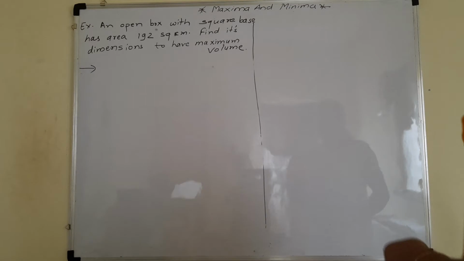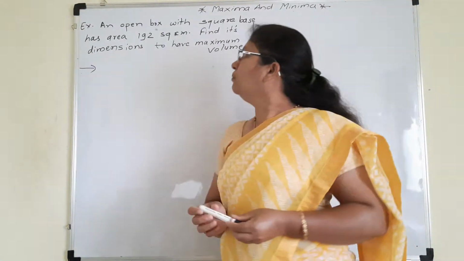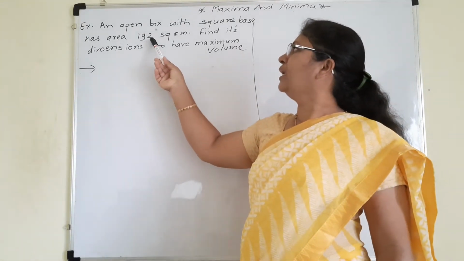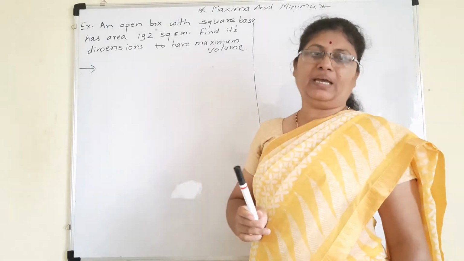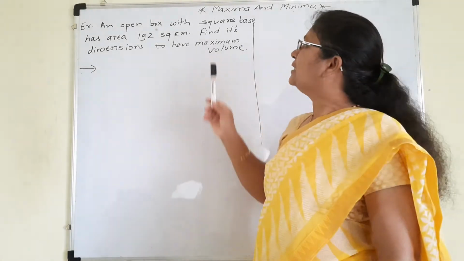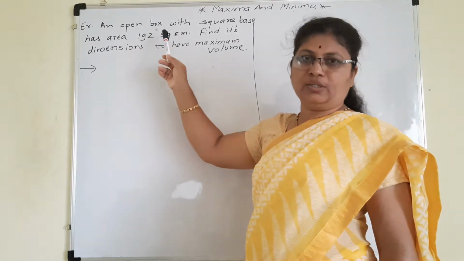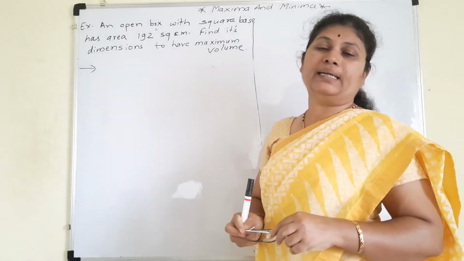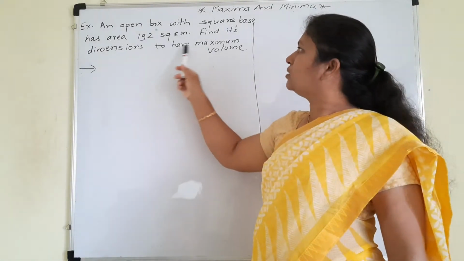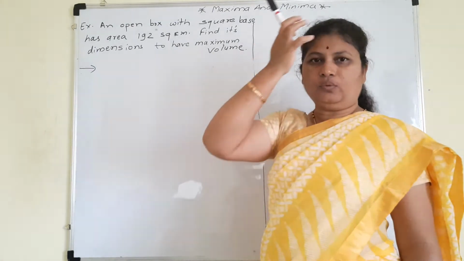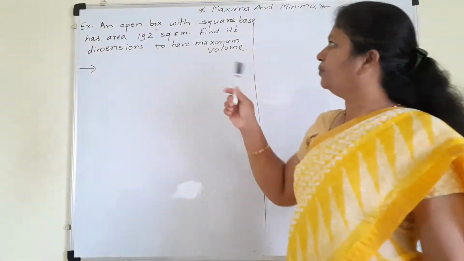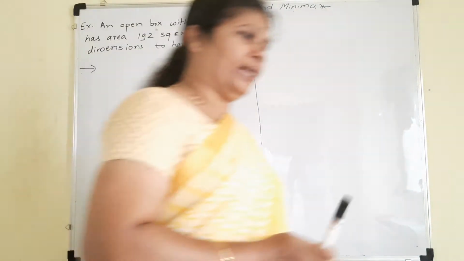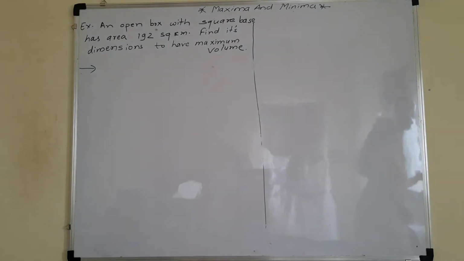Consider the next example. An open box with square base has its area 192 square centimeter. Total area of the box is 192 square centimeter. Find its dimensions, means you have to find its length, breadth and height so that its volume will be maximum. Volume of that box will be maximum. So here length, breadth and height, but we know that the box has a square base.